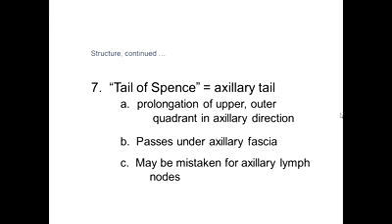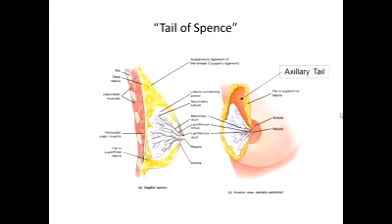Tail of Spence, or axillary tail. It is worth mentioning because the axillary tail is sometimes mistaken for an axillary mass, a lymph node mass, or some other abnormal mass. It is just a prolongation of the upper outer quadrant in the axillary direction, passing under the axillary fascia, and may be mistaken for lymph nodes.